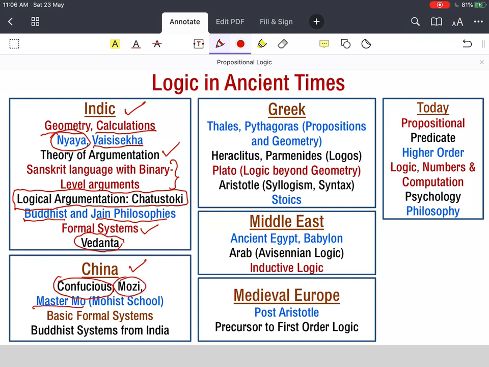China, in parallel, through the great philosophers Confucius, Mozi, and Master Mo, developed their own philosophical schools, and they started to develop basic formal systems. Finally, the Buddhist philosophical systems came into China and had a profound influence on the Chinese philosophies. Even the Buddhist philosophies of China also affected the Tantric philosophies of India.